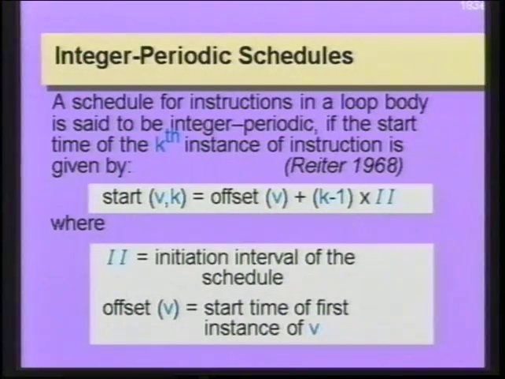which can be different for the different instructions. Given this framework for integer periodic schedules, the problem that's interesting to solve is to try and find a schedule that has the smallest initiation interval, II, because what that means is in the steady state, you'll get the maximum throughput and the maximum speedup if the initiation interval is minimized.